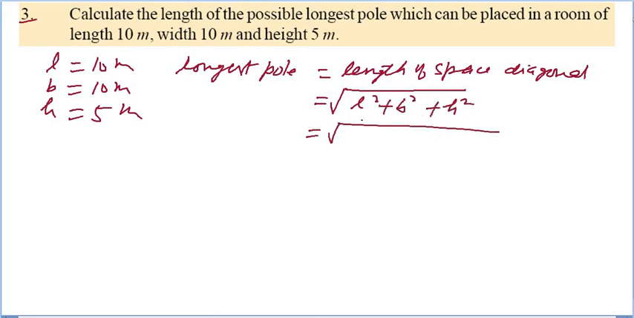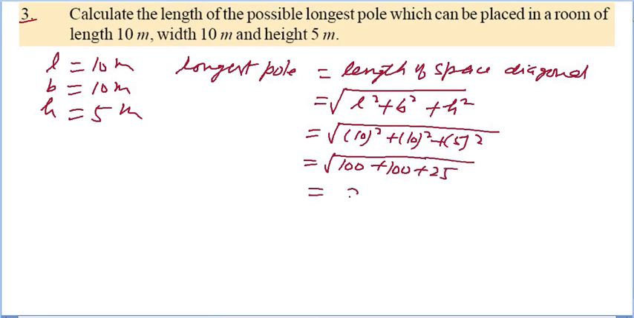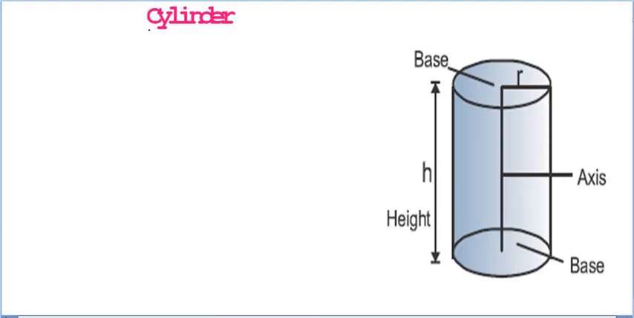Now write the L is given as 10, so whole square, and the B is also 10 and H is 5. So you can do the square. So 10 square, that is 100 and it is also 100 and it is 25. So it becomes 225, and that is 15 meter. That is the answer. Now come to this one, cylinder.